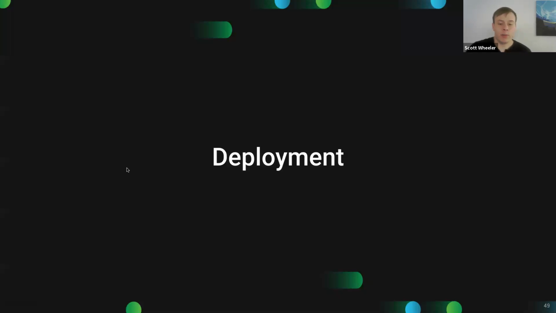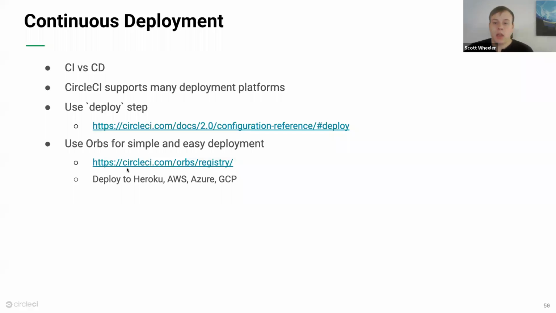Moving on to deployment. CircleCI continuous integration is used to test and merge changes into the main branch as often as possible. Continuous delivery is used to deploy those changes so your users and customers can utilize these changes as fast as possible. CircleCI supports many development platforms such as AWS, Azure, GCP, Heroku, and a ton of others.